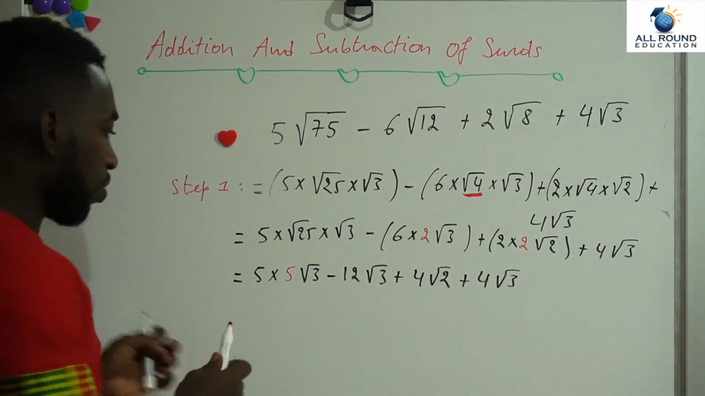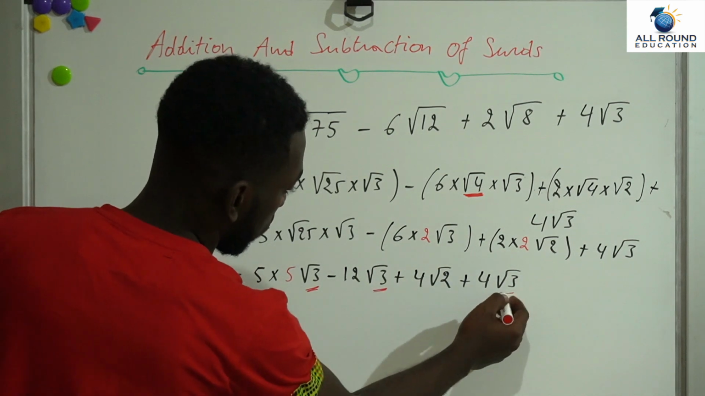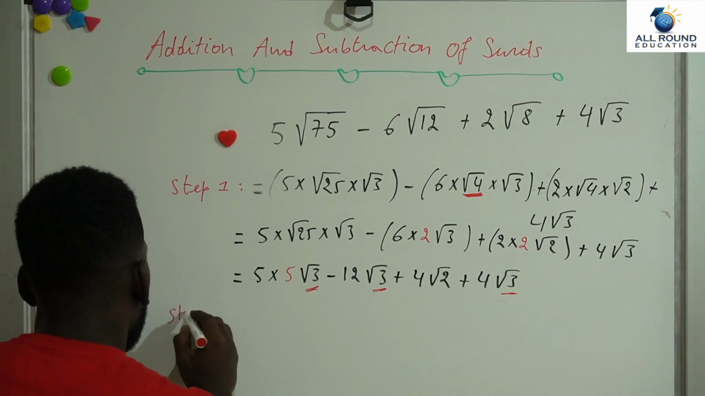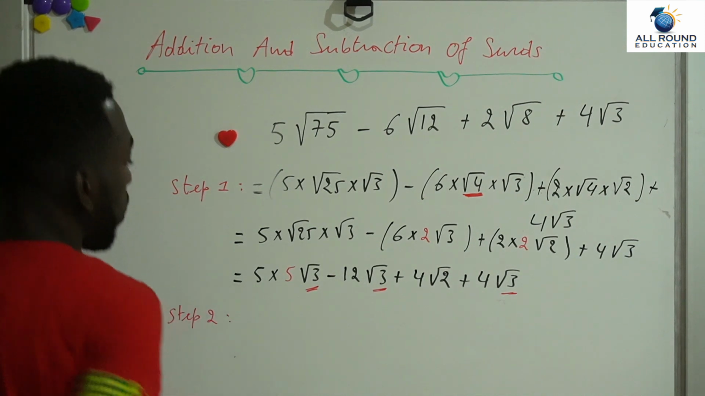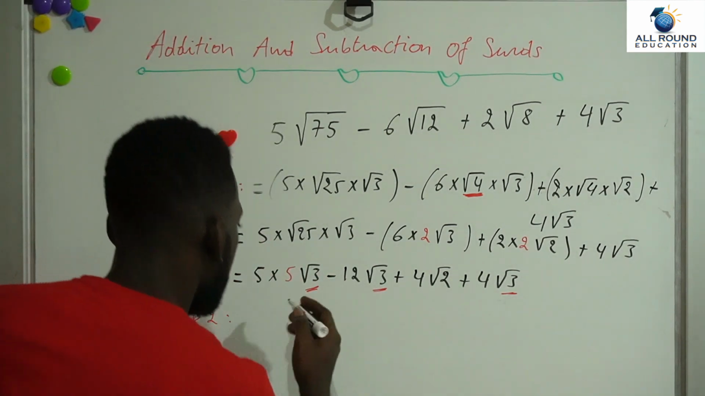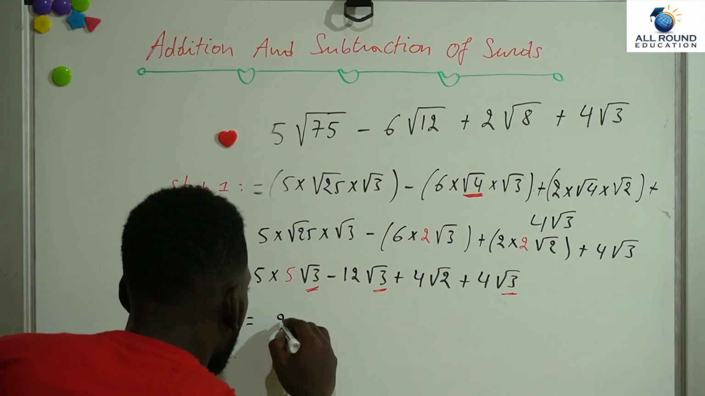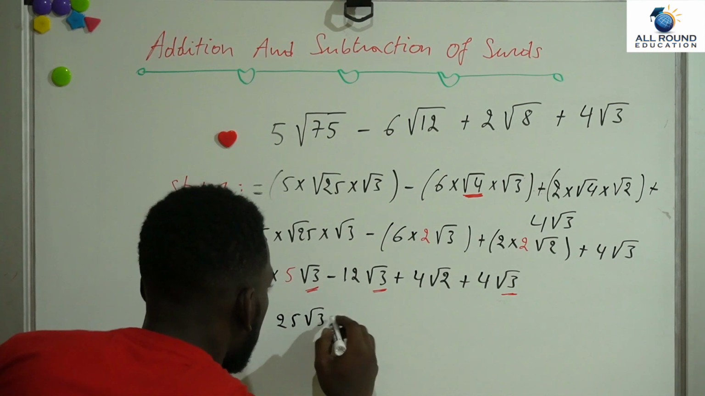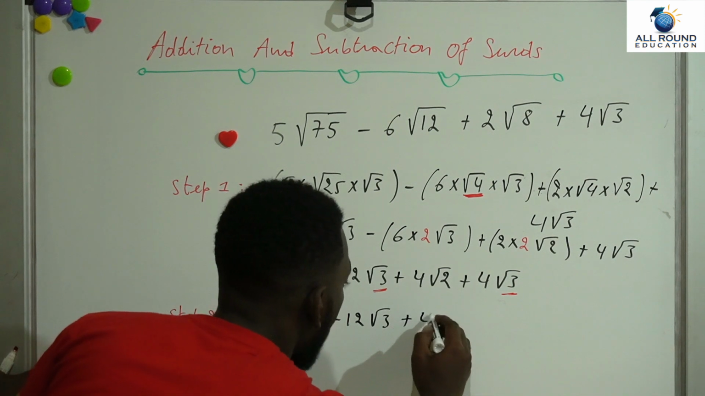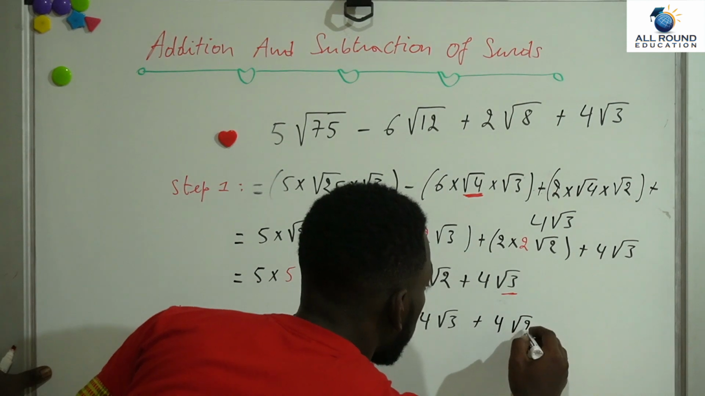We're getting there. Now we realize that we have got some lucky surds, which is our step 2. Remember, step 2 is to collect the like surds. So here we are going to have 25 square root of 3 minus 12 square root of 3 plus 4 square root of 3 plus 4 square root of 2.